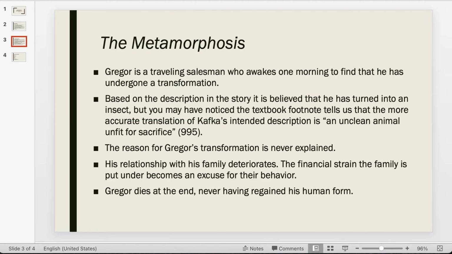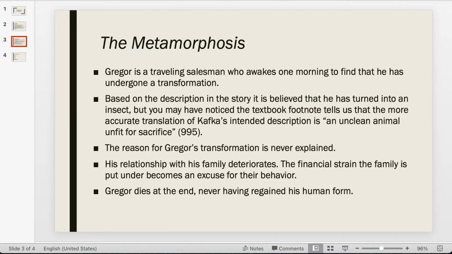And for both of these people, their identity is tied very closely to their job, each of them being at some point almost the patriarch of the family, Gregor as the younger not really being able to assume that fully here. And then at the end, Gregor dies, never having regained his human form.